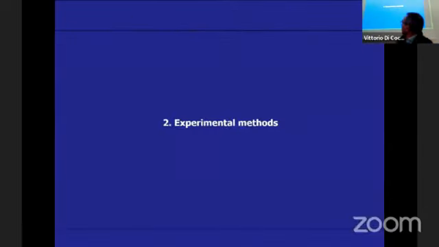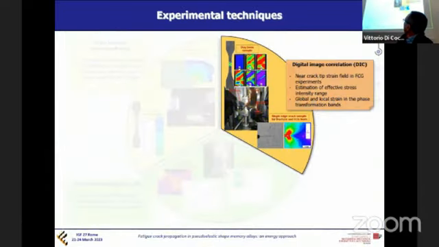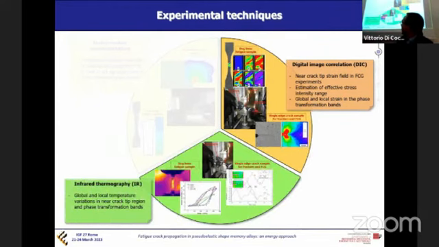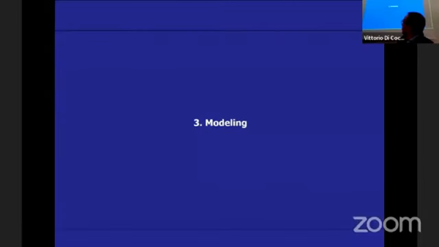To this aim, we developed special experimental methods. We are using high resolution digital image correlation to capture these local effects. We are also using infrared thermography to capture the thermal effect linked to latent heat of transformations. And we are also using instrumented indentation to capture localized transformation.